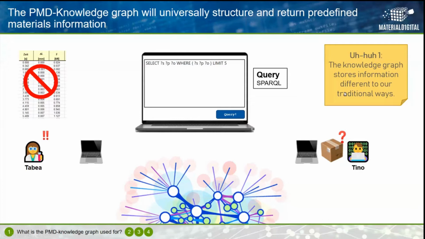The knowledge graph stores the information differently from our traditional ways. So how does it store the information? It's in a way what Harald just showed, but I will try to show this from a different perspective, and then also how we proceeded so far.